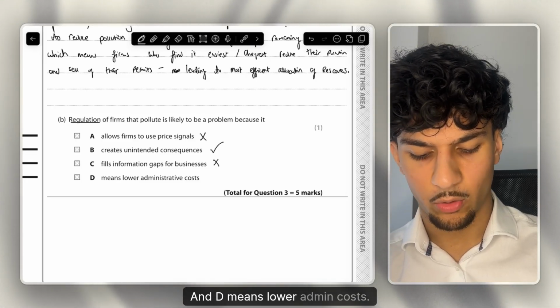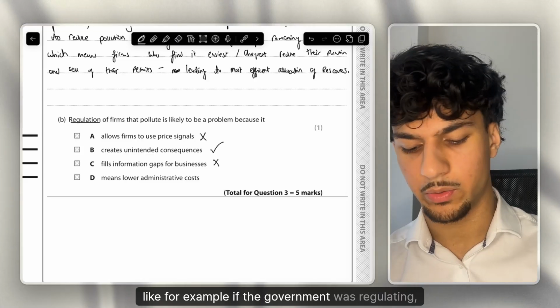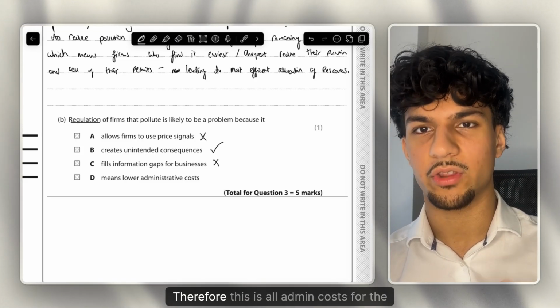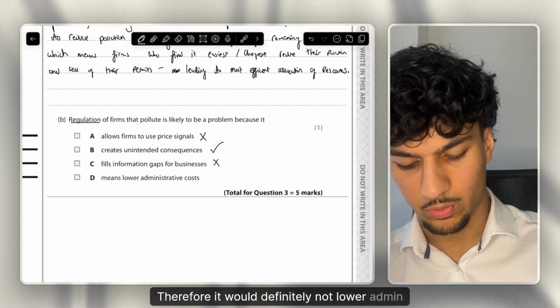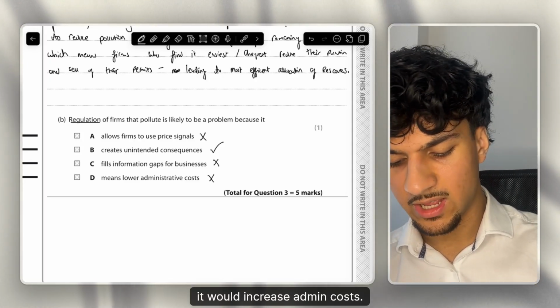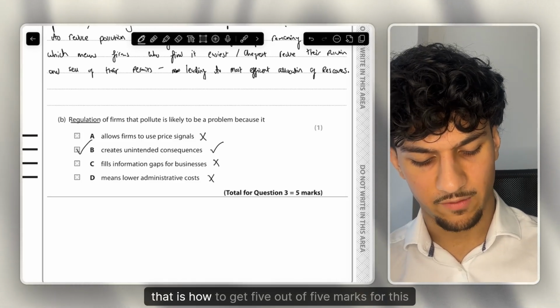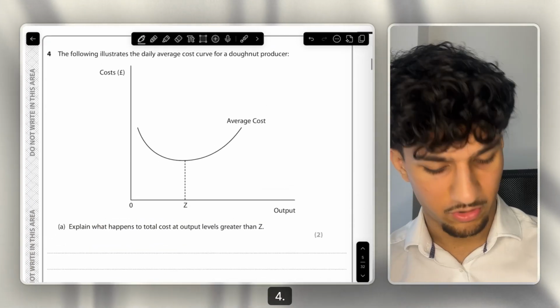And D, lower admin costs. As you know, with regulation, for example if the government was regulating, they'd have to hire regulators, there'd be lots of legislation, therefore this is all admin costs for the government and for firms, so it would definitely not lower admin costs, it would increase admin costs. Therefore the answer to this multiple choice question would be B, and that is how to get 5 out of 5 marks for this question 3. And let's keep going to question 4.